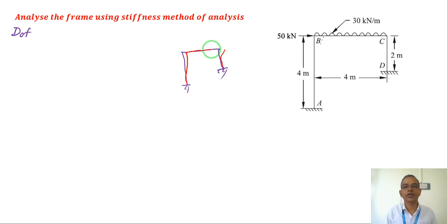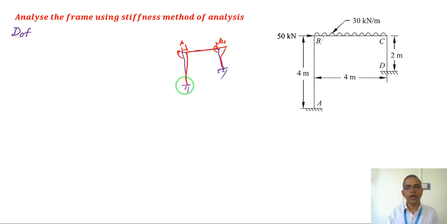Assuming that the beam is rigid, due to this lateral load there will be a displacement delta. The displacement delta will be the same, assuming that this member BC is rigid enough not to cause displacement vertically. Then there will be a rotation in the joint and a rotation in the other joint.